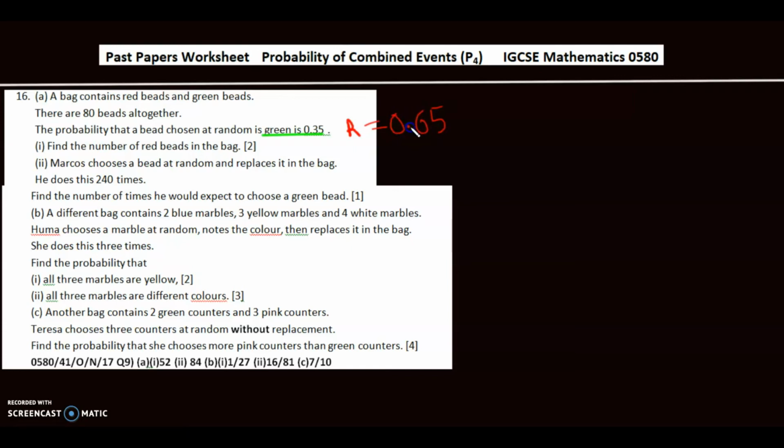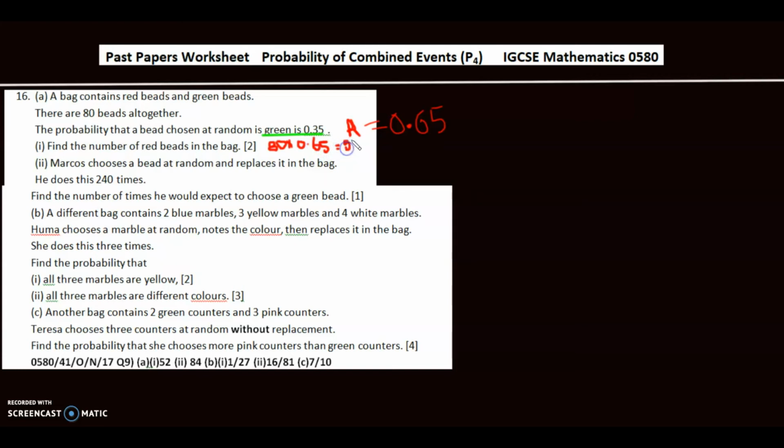Okay. Find the number of red beads in the bag. So to find the number of red beads, simply multiply this probability with the total number of beads. So we do 80 times the probability of getting a red bead, which is 0.65. This should give the answer 52.